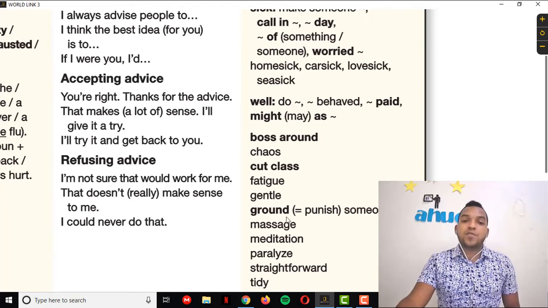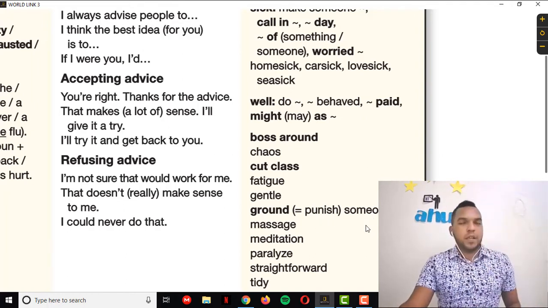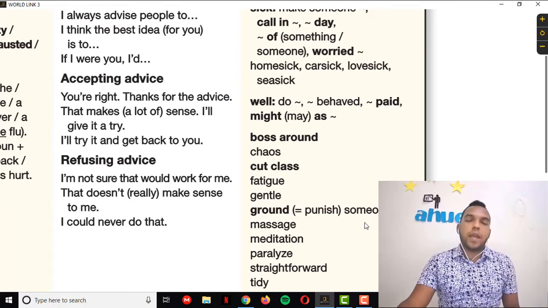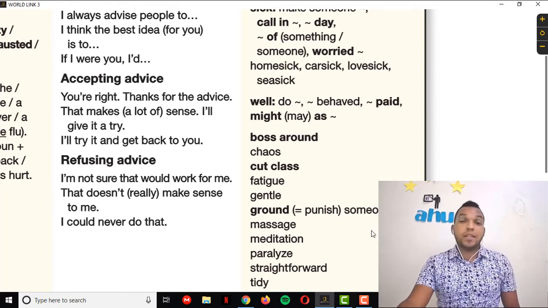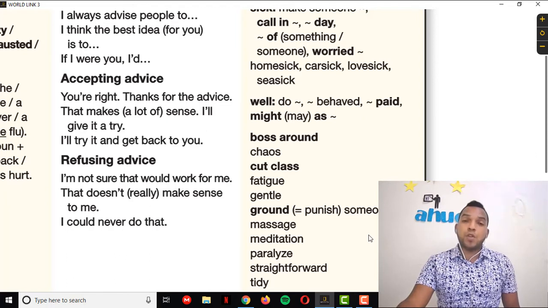Other one here is ground. That is the same as punish. So ground someone. If you have a baby or kid, right? Or actually when you were a child, your father probably told you that you are grounded. If you do something bad, they say you are grounded. You're not going to use the cell phone for 1 month. So you're grounded.